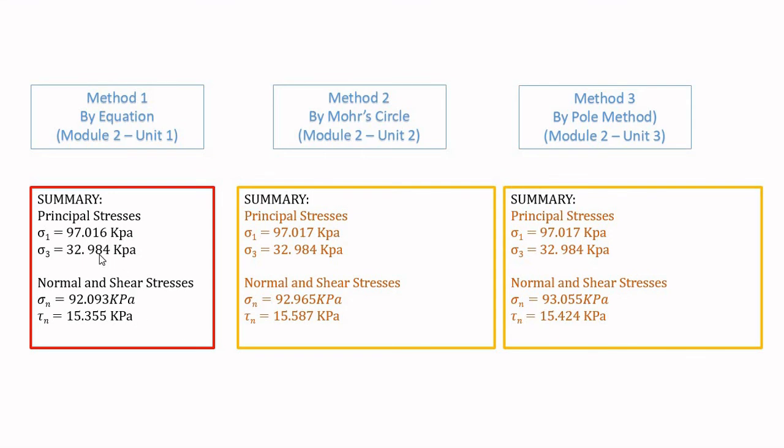So observe that the results for the principal stresses are almost equal. Same with the normal and the shear stresses. They are almost equal. So 92.9, or if this is rounded up, this is also 93. And this is 93.05. So there is a very minimal difference between the answers, but basically they are almost equal, by equation, by Mohr's circle, and by pole method. So this is module 2.